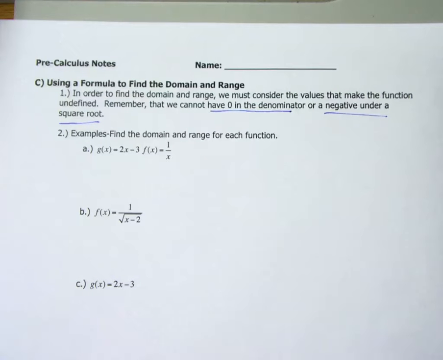So for example, oh, and I'm sorry, this should not be there. Hopefully that's not in your paper. We want to find the domain and range for f of x equals 1 over x. So here's what I suggest. Number 1, go and graph it. So y equals 1 over x.